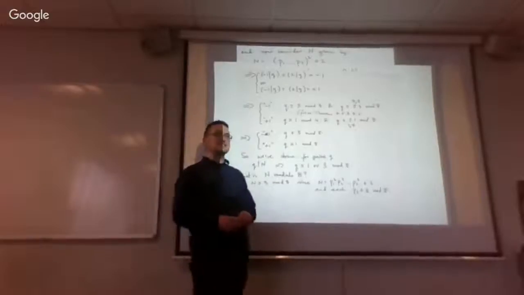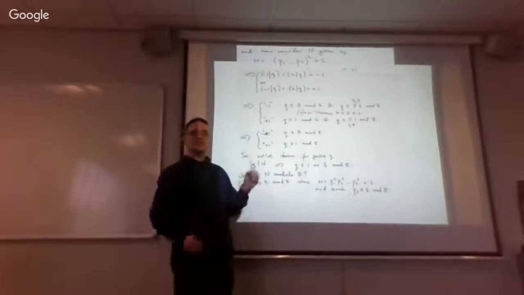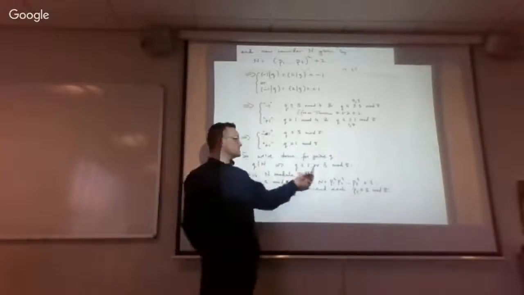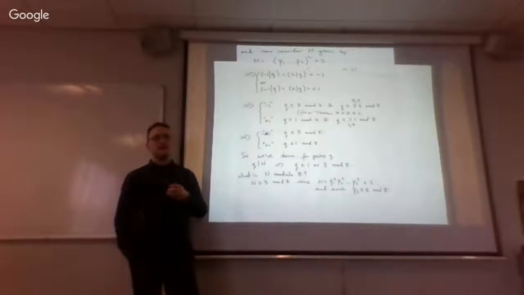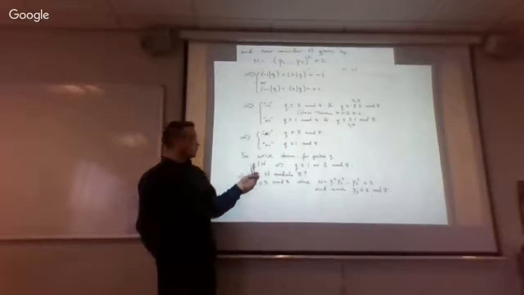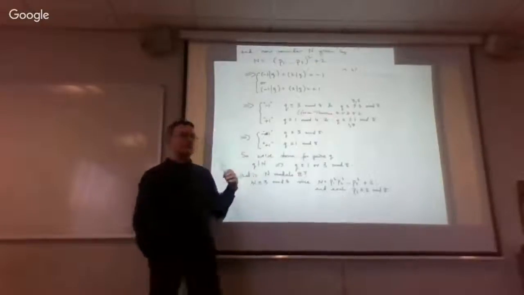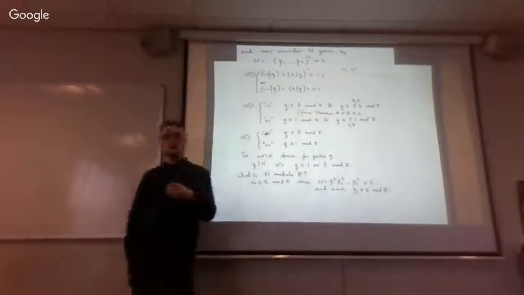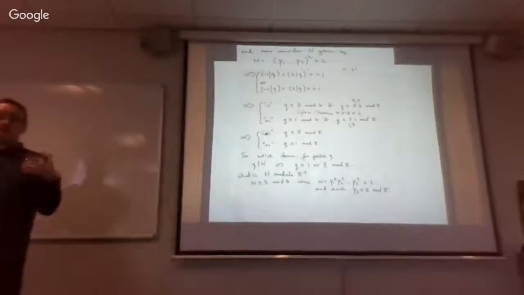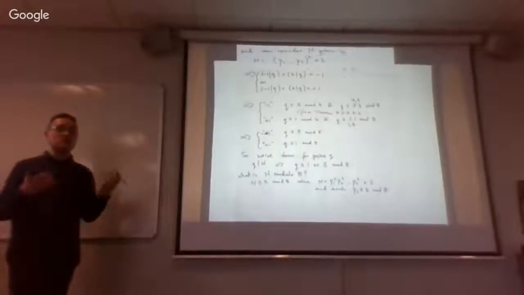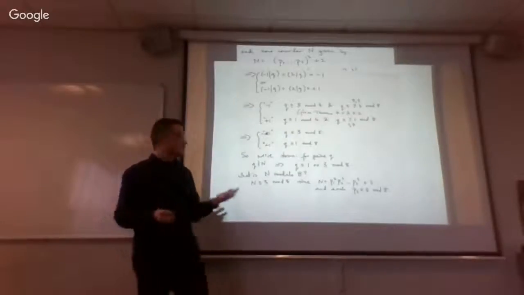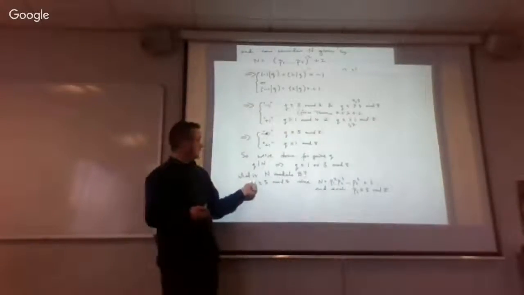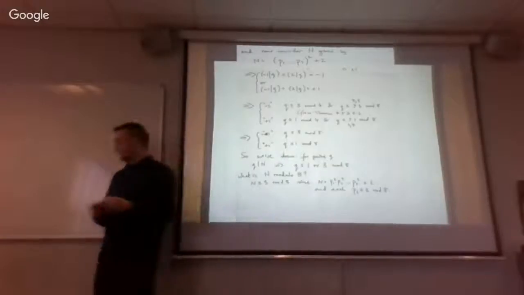So that tells us that it must have at least one prime factor which is congruent to 3 mod 8. It can't be the case that all of n's prime factors are congruent to 1 modulo 8, because n is the product of its prime factors, and if they're all congruent to 1 mod 8, then n itself will be congruent to 1 mod 8. But it isn't. n is congruent to 3 mod 8.